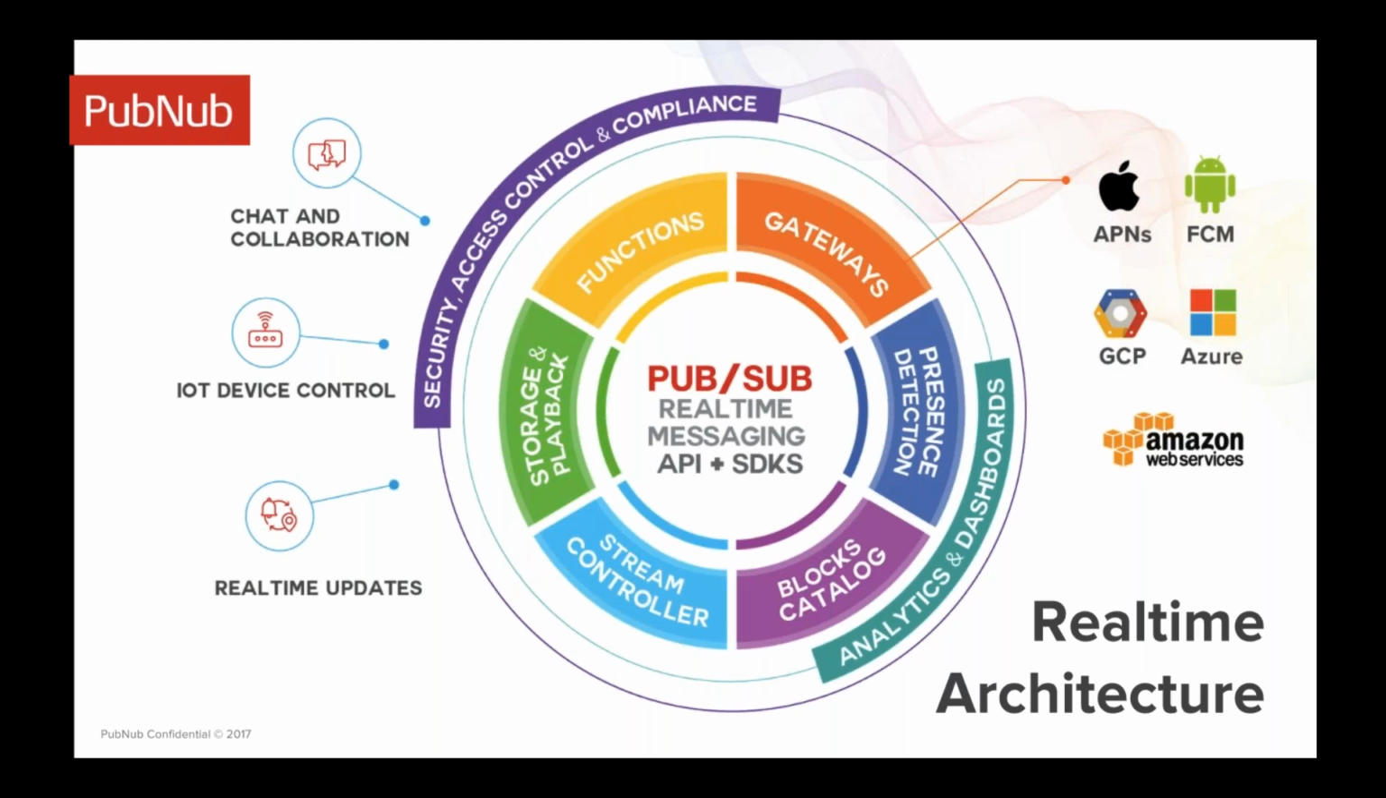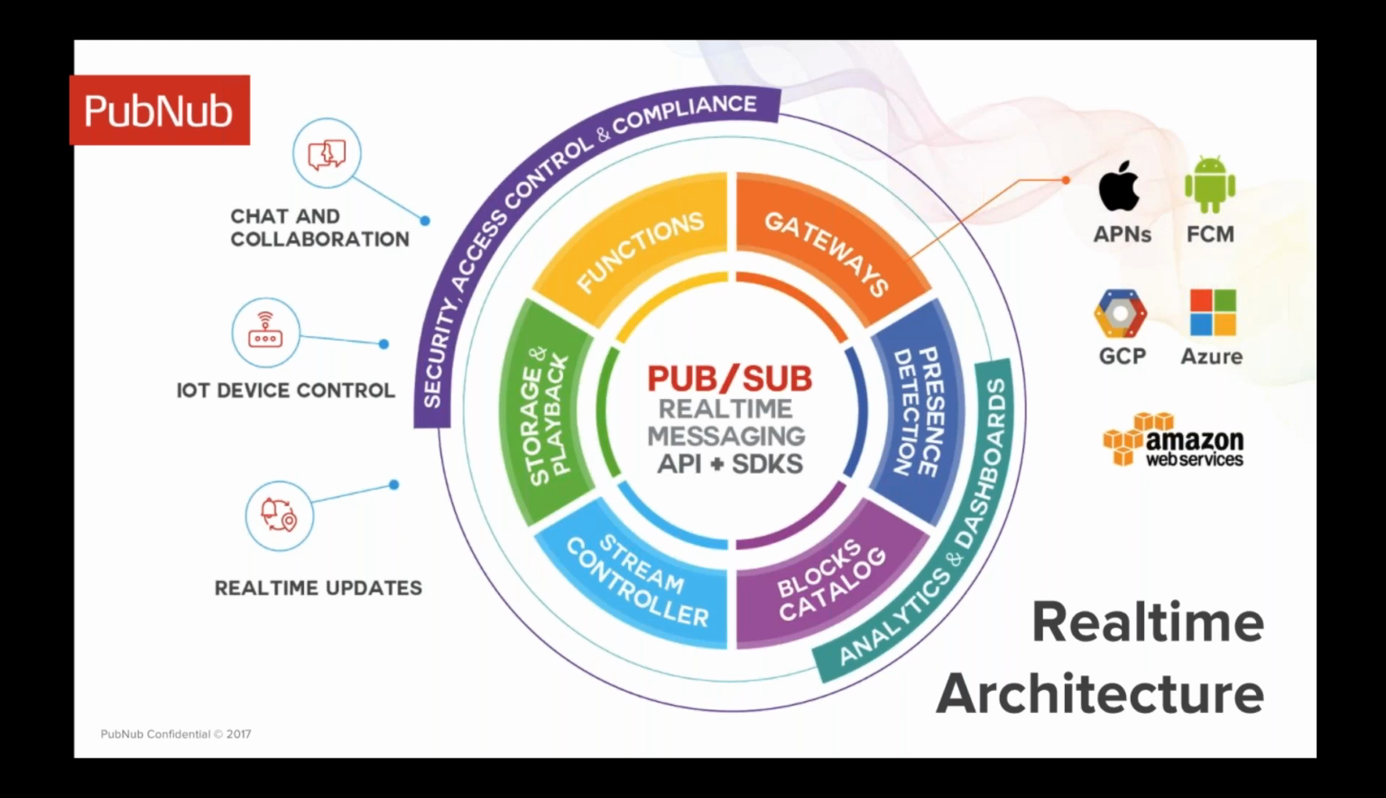It wraps this platform of messaging and related features in a tight layer of security that includes fine-grained access control. You can also easily integrate PubNub into your larger deployment, whether it's on-premises or in the cloud on GCP, Azure, or AWS, via PubNub's gateways.